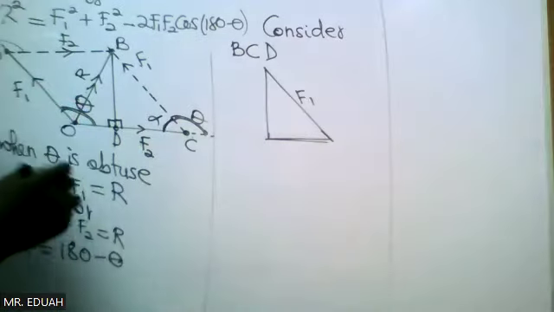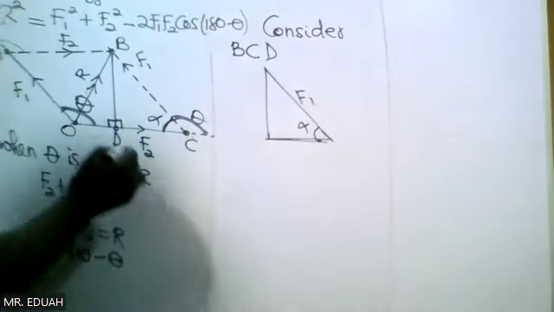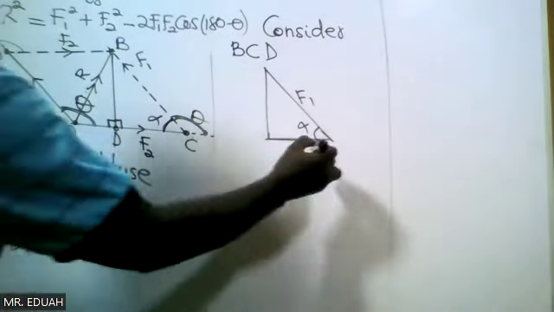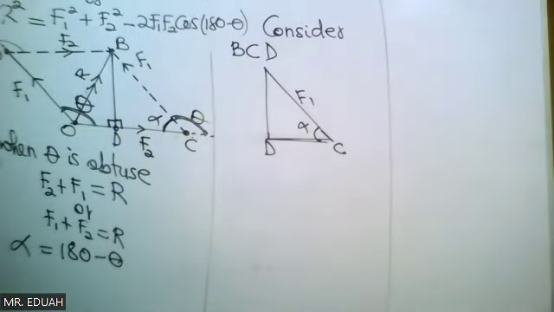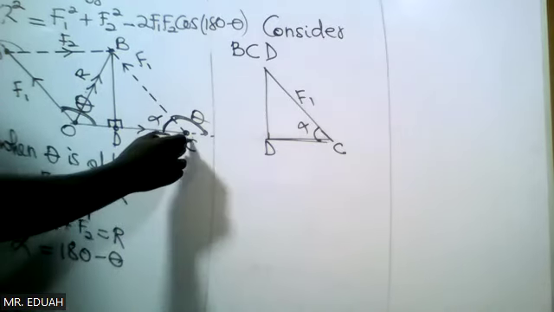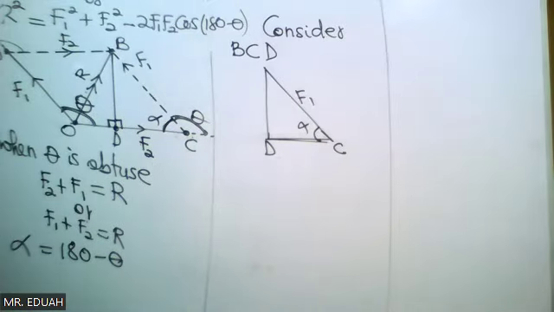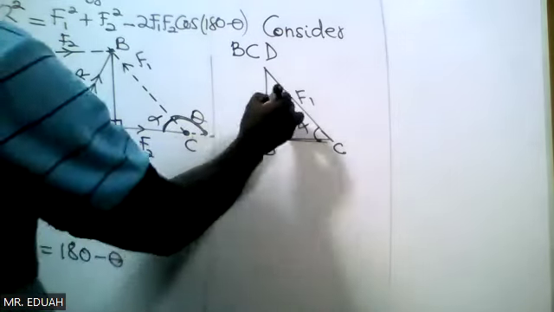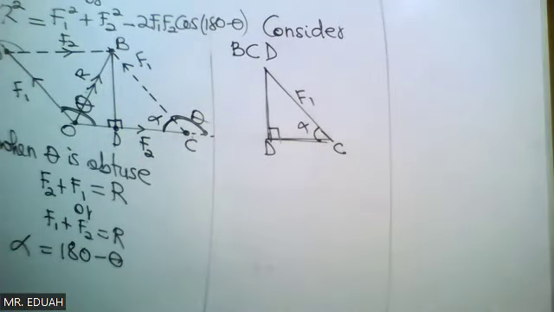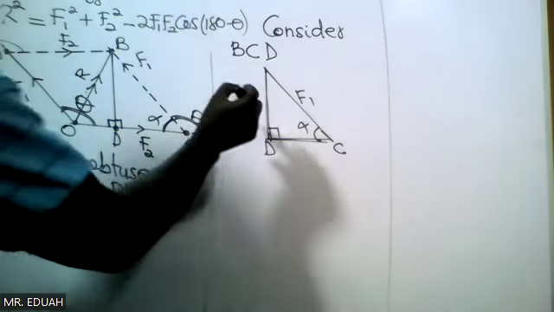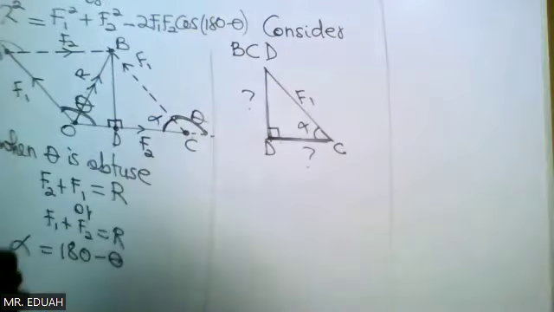This side, we don't know. The angle in there is alpha. This length, which is CD, we don't know, because the whole length OC is equal to F2. But this length DC, we don't know. Because this is perpendicular to this, we want to determine the vertical component and then the horizontal component of this.